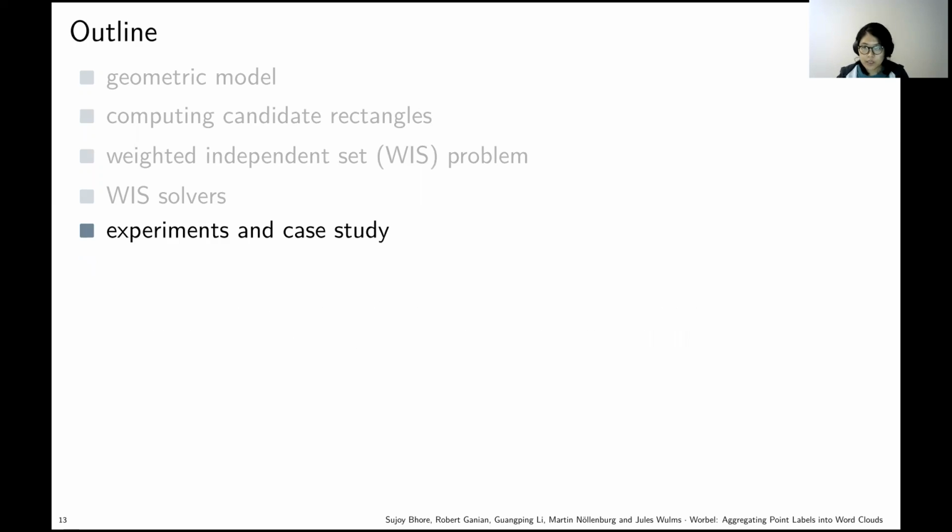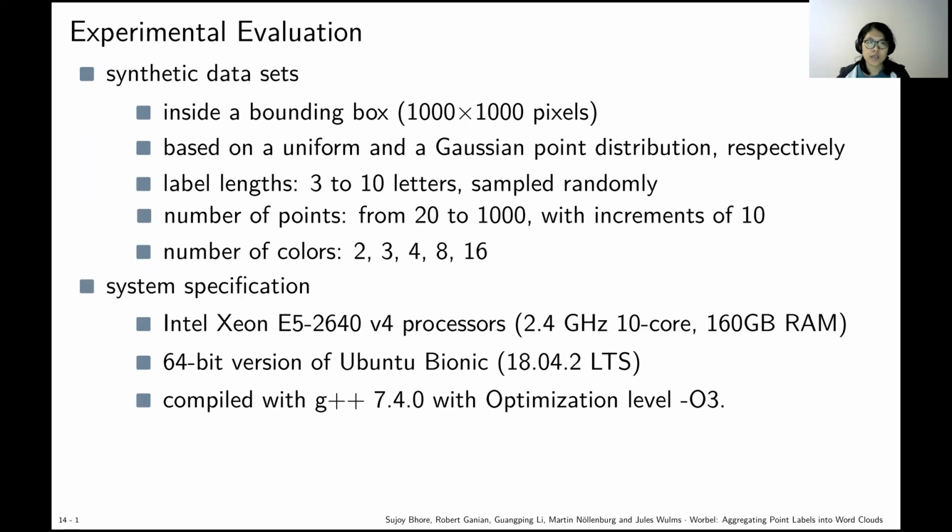Then we did experiments to test the performance of these 2 weighted independent set solvers. For that, we generated 2 synthetic data sets based on a uniform and a multi-Gaussian point distribution respectively. Here are the details of the data set generation and the system specification in our experiment settings.